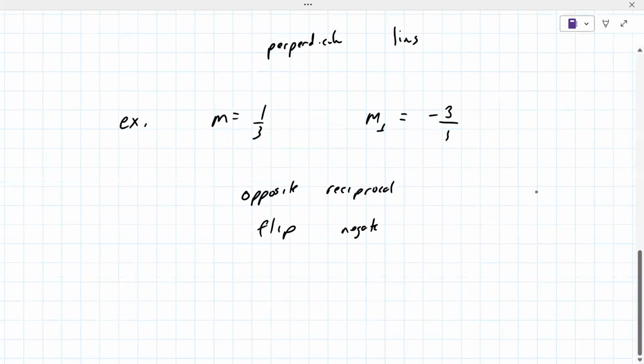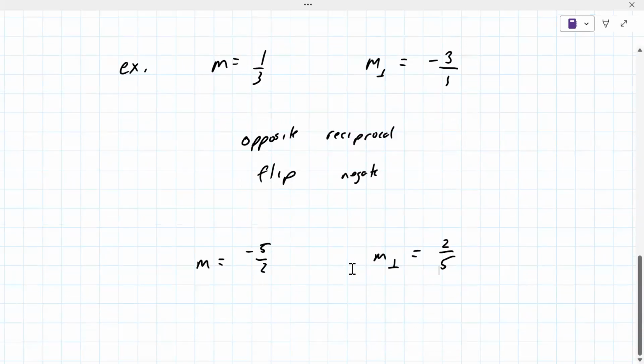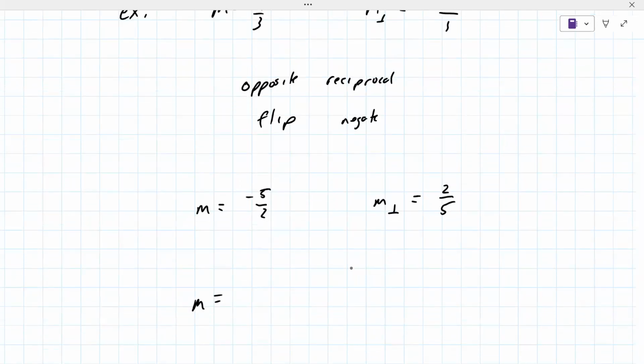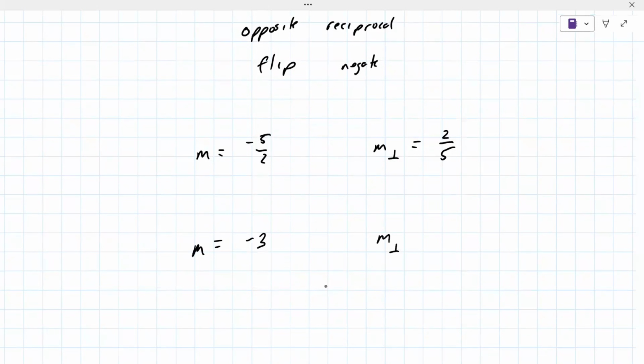Okay, so let's do a couple more here. Let's say the slope is -5/2. The perpendicular slope, like you said, you flip it, but you also negate it. So it would be 2/5. Let's say the slope is -3. What would the flip of that be? -1/3. So 1/3, but then you change the sign. So one's positive, one's negative.